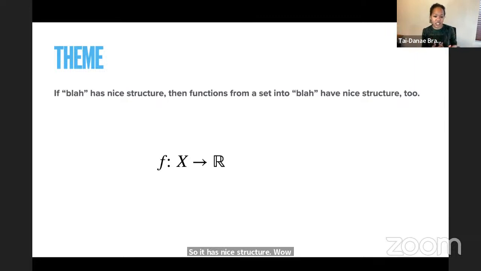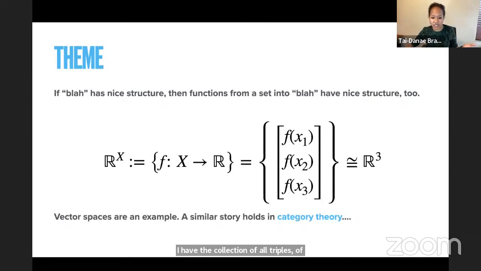Well, what is a function from a set X into the reals? Think for a second, for simplicity. Just suppose that X has 3 elements. A function from a 3-element set into the reals is a choice of 3 numbers, right? So if I look at all functions from X into the reals, I have the collection of all triples of numbers, and that is familiar to us. That's just 3-dimensional space. In other words, what I'm getting at here is that the collection of all functions from, let's say, a 3-element set into R has nice structure.